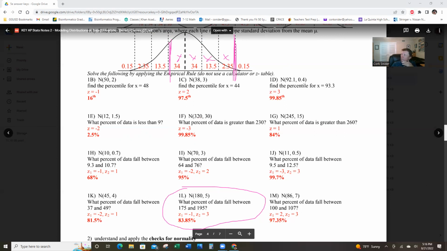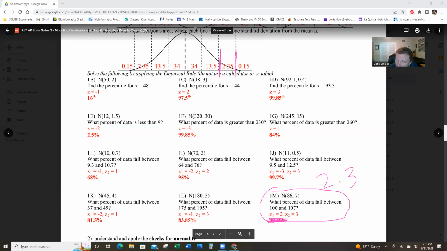Okay. And then the last one on this section is M. Normal curve, mean of 86, standard deviation of 7. What percent fall between 100 and 107? Well, 100 is a z-score of 2, and 107 is a z-score of 3. And as you can see, that's going to be 2.35%. And let's see here, 100 to 107. So this answer is actually wrong on the notes. So it's basically 2.35%. Caught a few mistakes there, no problem.